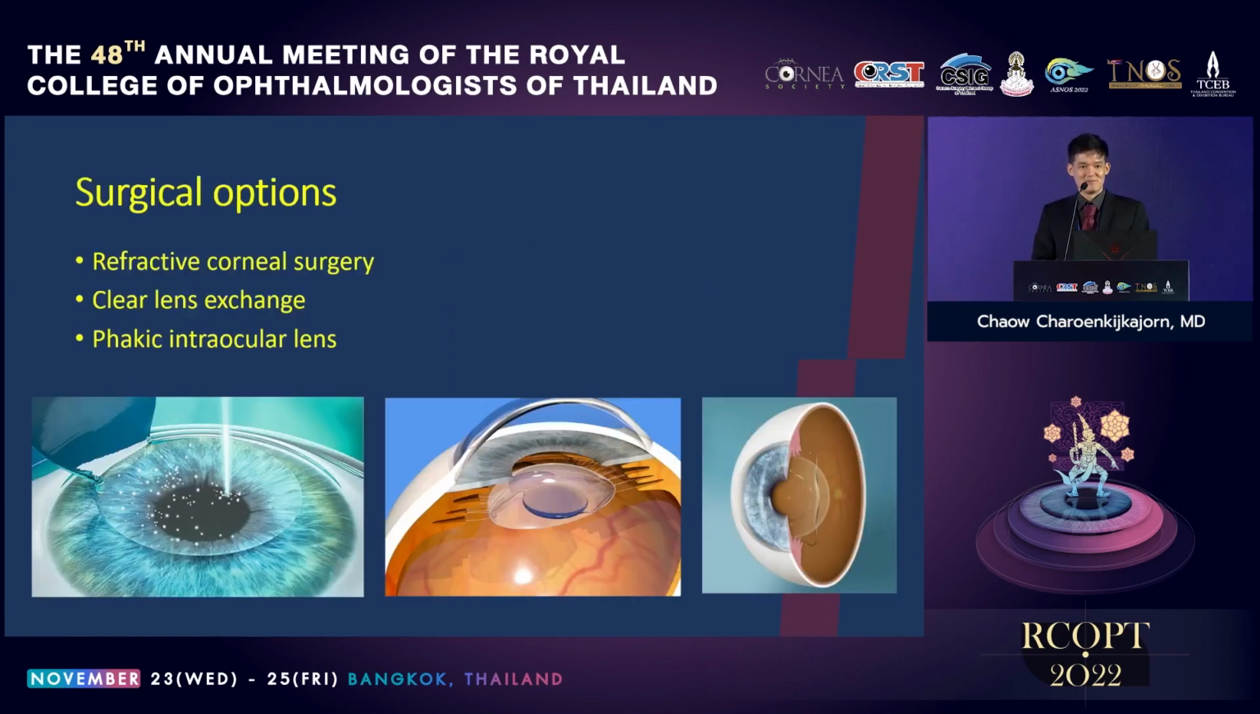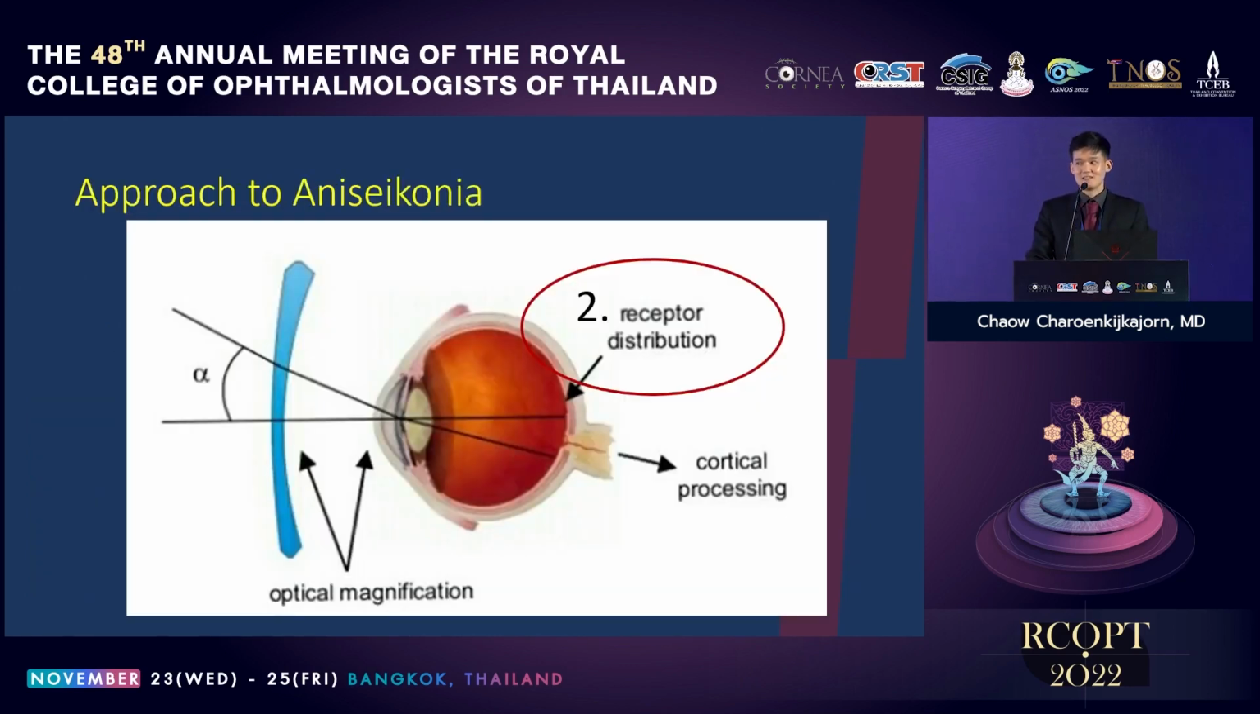And as many or all of us are ophthalmologists, we can correct it. There are some surgical options that we can do. For example, we can do refractive corneal surgery to correct the refractive ametropia. We can do LASIK, PRK, or whatever they are. We can do refractive lens surgery. Clear lens exchange has been proven to help with aniseikonia, or we can do a secondary phakic intraocular lens also. And that is the end of the optical system, cause number 1.